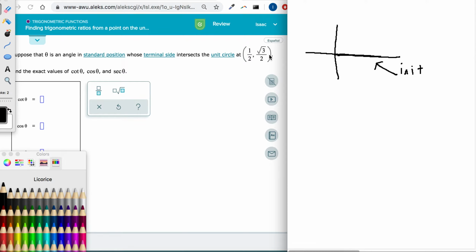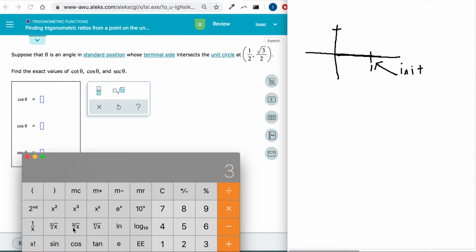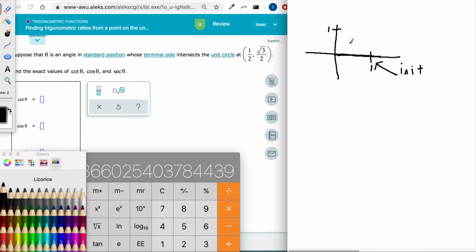Okay, the terminal side intersects the unit circle. And remember the unit circle, in case you need to refresh on that, is just a circle centered at the origin with a radius of 1. That'll help us out here in just a second. It intersects the unit circle at 1/2, comma, square root of 3 over 2. So we know what 1/2 is, right? 1/2 is 0.5, so right here on the x-axis. And then square root of 3 over 2, you could use a calculator to simplify that. Square root of 3 divided by 2 is a number slightly less than 1, which it should be because it's on the unit circle.